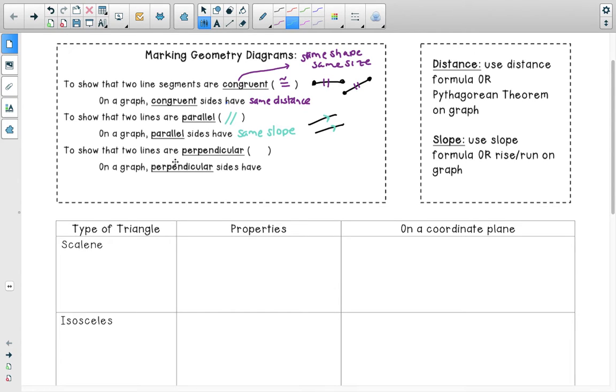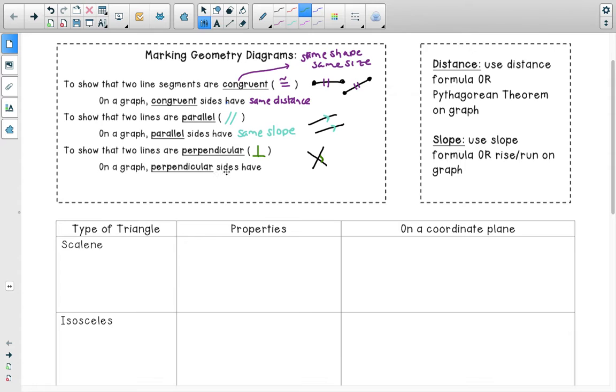Then to show that two lines are perpendicular, we're going to also look at the slope, but the perpendicular symbol is an upside down T. Perpendicular gives us right angles. To show that, our picture will look like this. It must have the little box in the corner there to show that they're perpendicular.